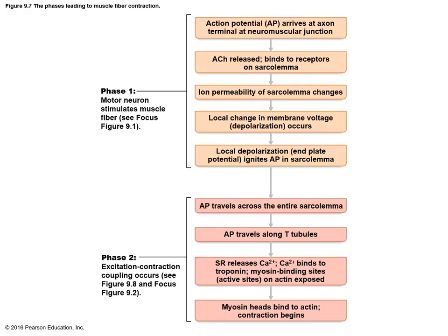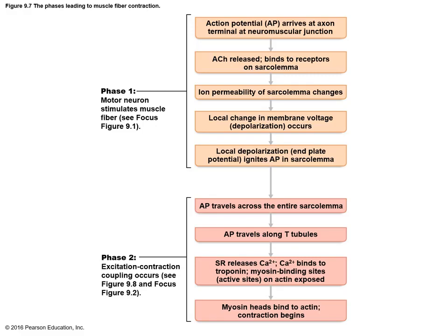You're going to have the release of ACh. ACh refers to acetylcholine. That is a neurotransmitter. It is stored in the neuron. It is going to be released from the neuron, and it is going to bind to the sarcolemma. Remember, that's on the muscle. The permeability of the sarcolemma changes for ions, meaning it's going to allow certain ions to enter into the muscle fiber, which normally cannot.